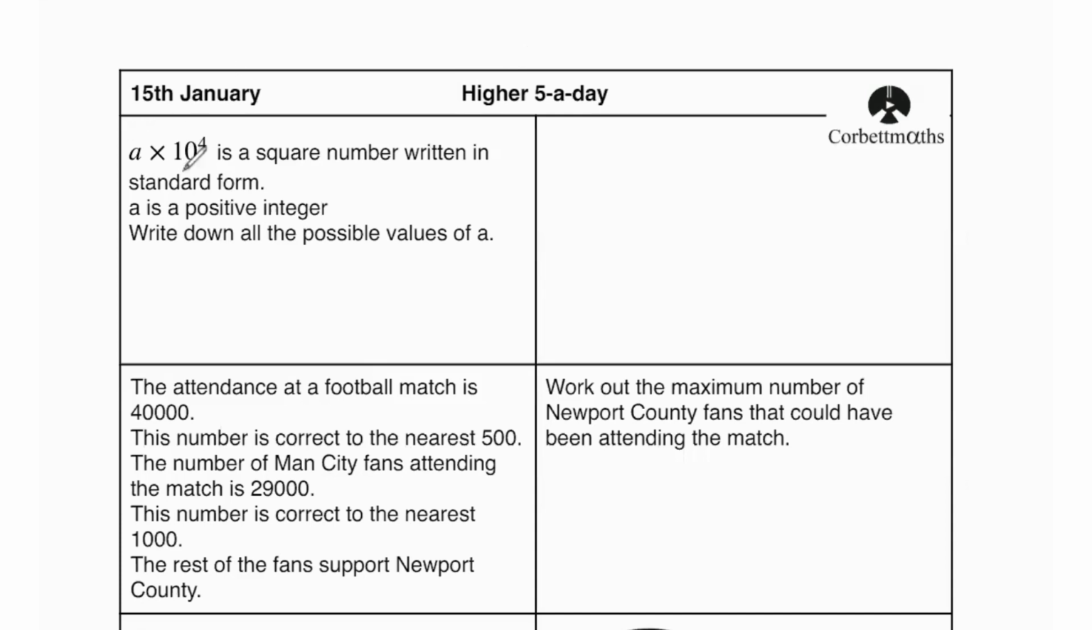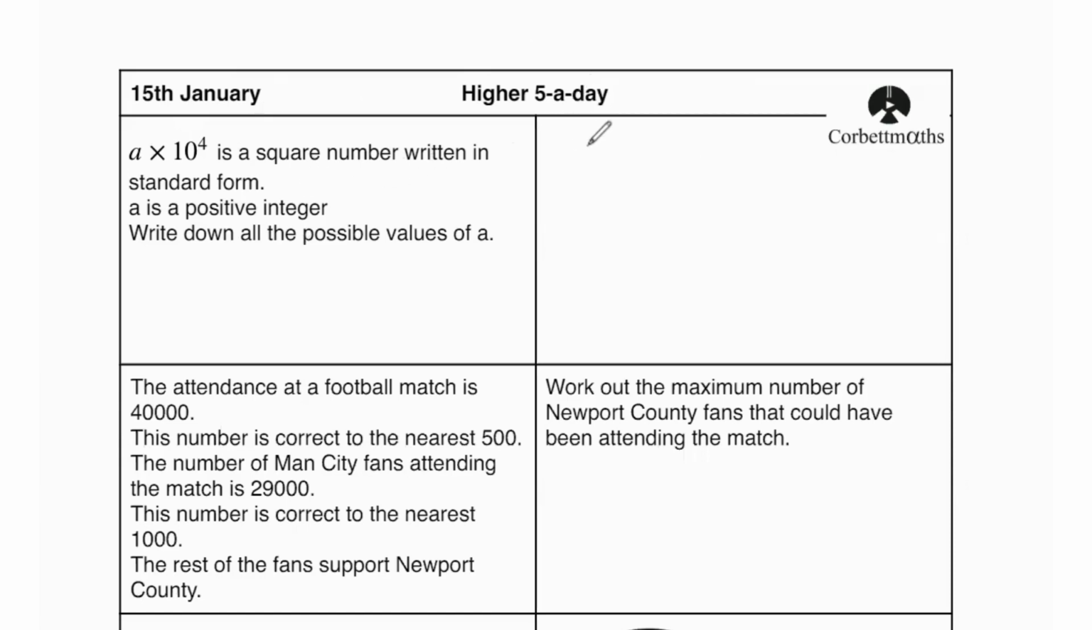First question says a times 10 to the power 4 is a square number written in standard form. A is a positive integer. Write down all the possible values of a. So a over here is given as a one-digit number. And when we write a times 10 to the power 4 in an ordinary form or even standard form, it's supposed to be a square number.